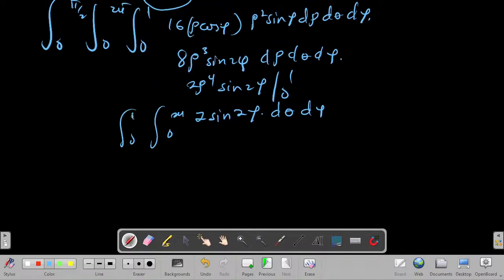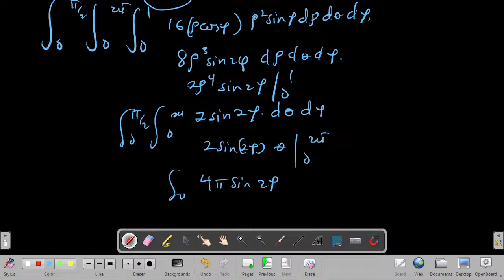Then theta is 0 to 2 pi, right? Then our phi is from 0 to pi on 2. At this point, you're integrating with respect to theta. There is nothing like theta here, so it will introduce a theta. So I have 2 sine 2 phi times theta from 0 to 2 pi. And I put 2 pi in, I get 4 pi sine 2 phi, then from 0 to pi on 2. Simple as that. When you solve this, you are simply going to have negative 2 pi cosine 2 phi, right? Then you put 0 to pi on 2 inside, and our answer was 4 pi.